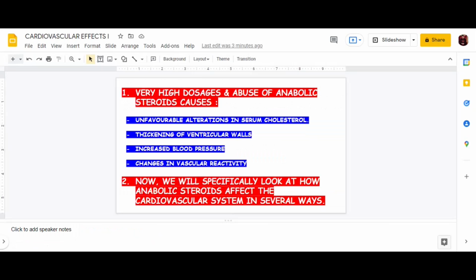Abusing anabolic steroids causes some serious side effects, which include alterations in our cholesterol levels, plus the ventricular walls of our heart become thick, plus it increases the blood pressure. Also, we can see changes in vascular reactivity. Now, to give you a better understanding, we will talk about each of these points in depth.